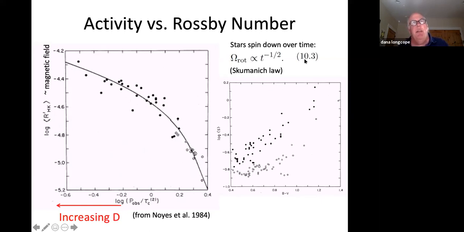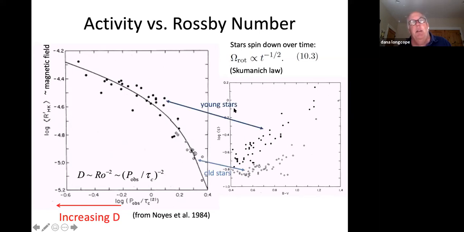I'm not sure we assigned this, but it is relevant to one of the kinds of variation that Nick did point out. The stars are born, they tend to rotate fast, and then they spin down over time. And this is a typical what's known as Skumanich's law. The rotation rate scales as the inverse square root of time. So the magnetic activity of a star will decrease over time.